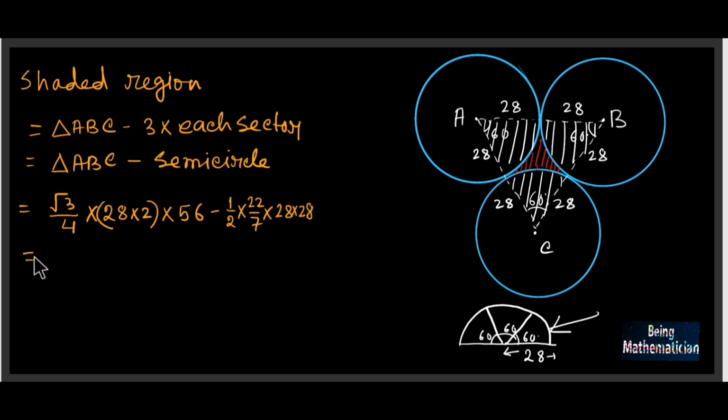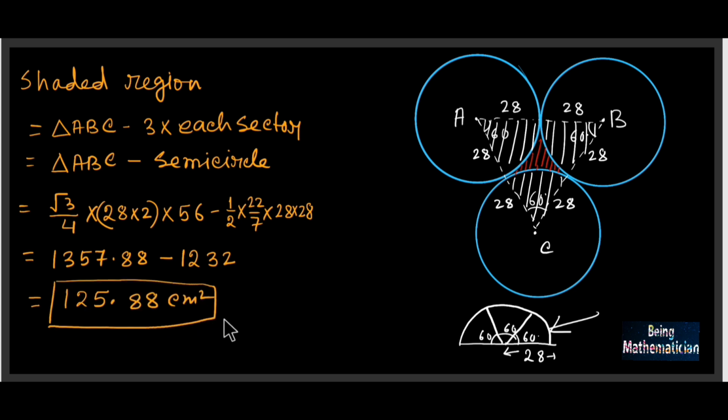Now let's calculate this. We get 1357.88 approximately, and it is 1232. Now subtracting this, we get 125.88 centimeter square. So it is our answer.